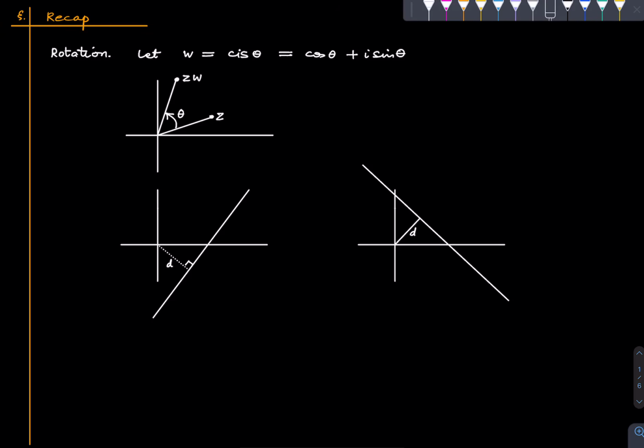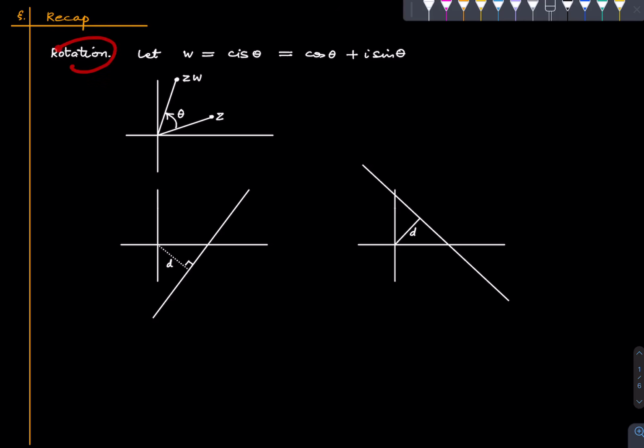In this lecture, we'll be looking at the equation of a line in terms of complex numbers. Typically, we study that in coordinate geometry, but one can also do the same thing using the machinery of complex numbers. And let us recall the necessary thing that we need for this lecture.